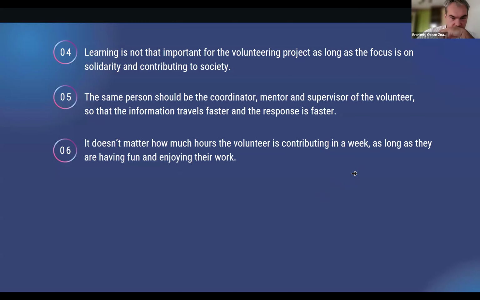Okay, cool. Yes, you're absolutely right. It's false. It matters how many hours they're contributing. The minimum to be counted as volunteering is 30 hours. The maximum allowed is 38 hours. So this is the frame we need to stick to.